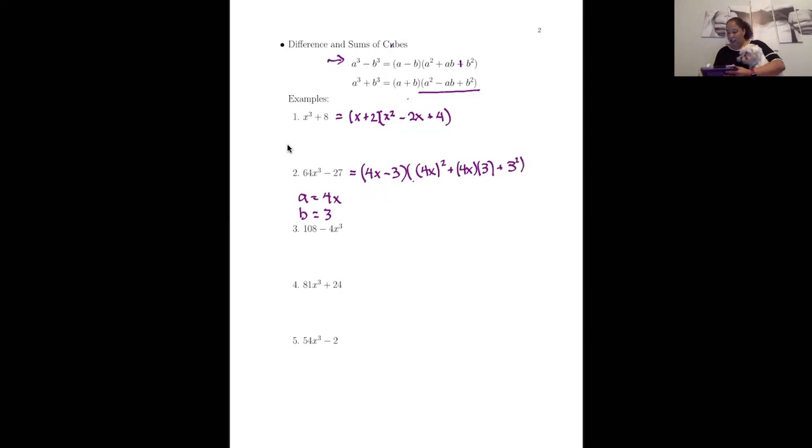All right, and now let's do some simplification. So I have a 4x minus 3, and 4x quantity squared is 16x squared, and 4x times 3 is 12x, and 3 squared is 9. All right, and that is it. Let's look at number 3.